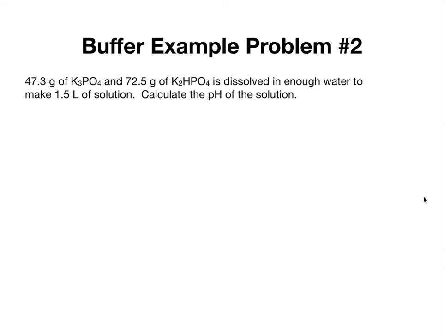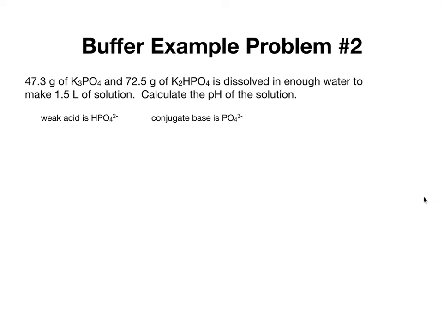Let's look at another example. Buffer example problem 2. 47.3 grams of potassium phosphate and 72.5 grams of potassium hydrogen phosphate is dissolved in enough water to make 1.5 liters of solution. Calculate the pH of the solution.